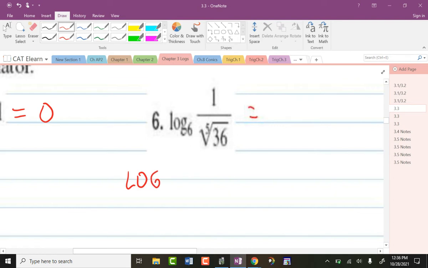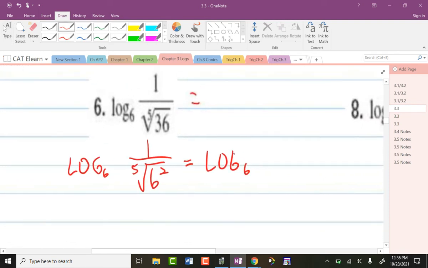This is now log base 6 of 1 over the 5th root of 6 squared. Now do what Ashka did. Look at my 6's and g's. Don't they look the same?